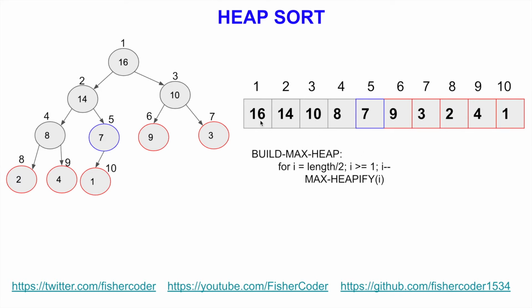We'll call max-heapify. So we call it on 7, now 8. We keep decrementing i, then 10, then 14, then 16. We go all the way to the first element of the given array. After we call max-heapify for the first half of the given array, then we have built a max-heap.